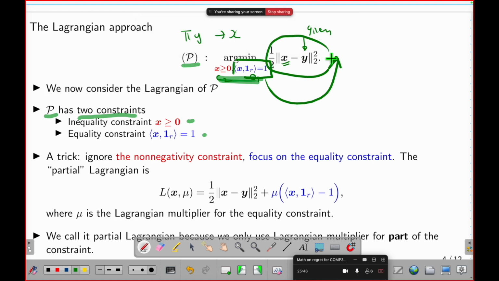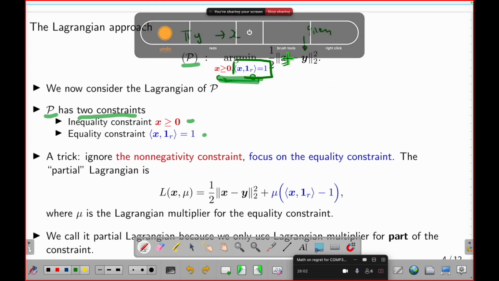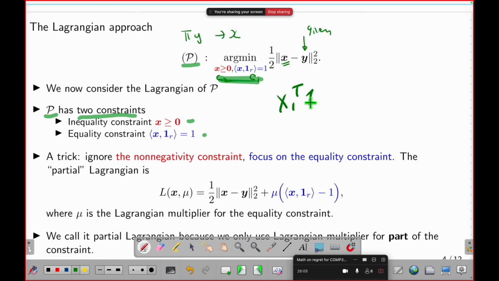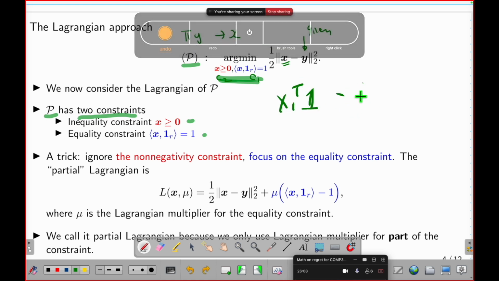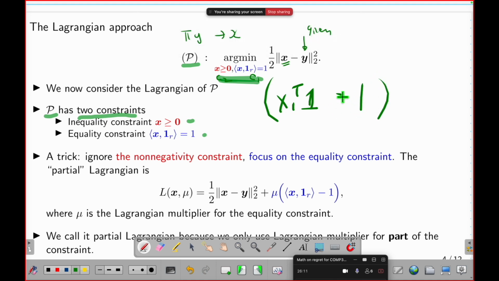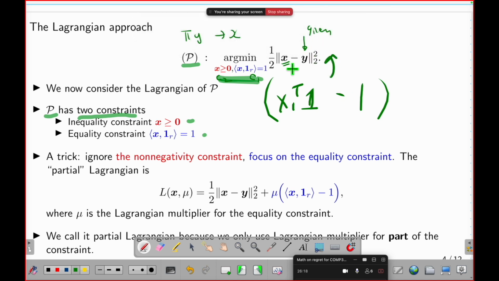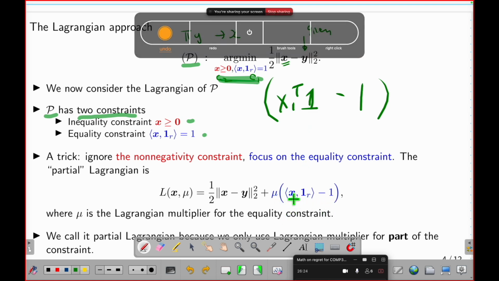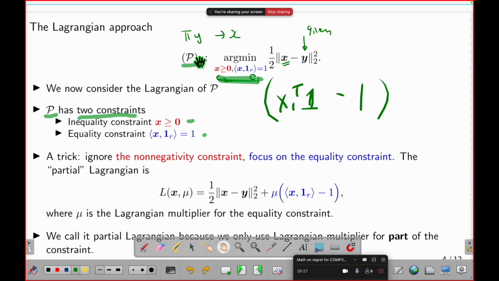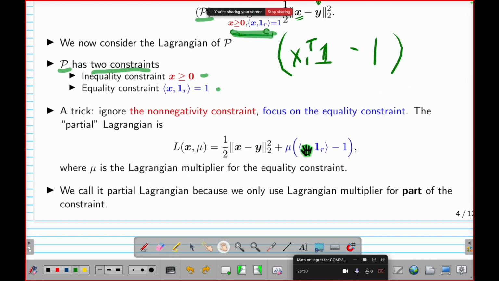This is a number: the 2-norm of x minus y. What is this box? This is the inner product equal to 1. It's also a number, so I can add number to number, fine. And I need to add a scalar, so I put a scalar, mu, here. I want x transpose 1 to be 1, so I consider it minus 1. If this thing is 0, it's the same as equality. So I want to add this inside my objective function: the inner product minus 1, times mu. Now I have this thing. This is no longer P. I have something called L, the Lagrangian.